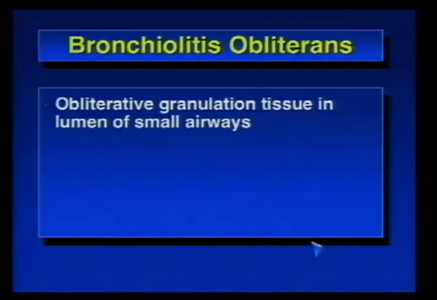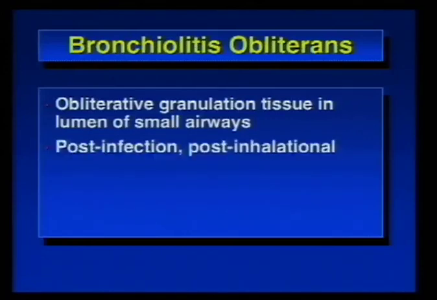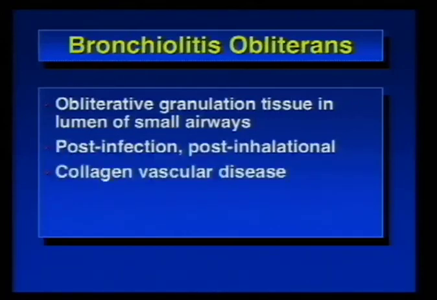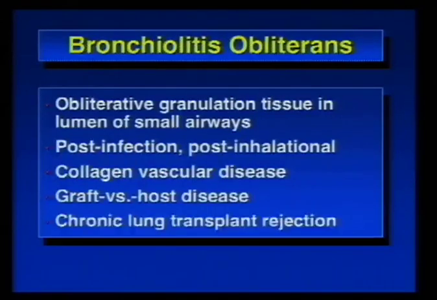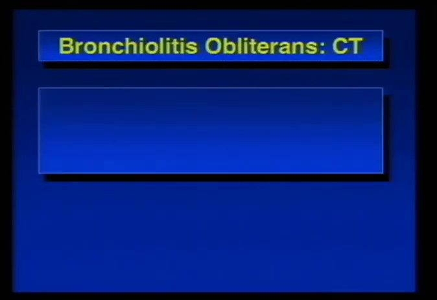This is obliterative granulation tissue in the lumen of the small airways, and this can lead to air trapping. It can be post-infectious or post-inhalational. Collagen vascular disease can cause bronchiolitis obliterans, graft versus host disease, and chronic lung transplant rejection. That is another cause of bronchiolitis obliterans.